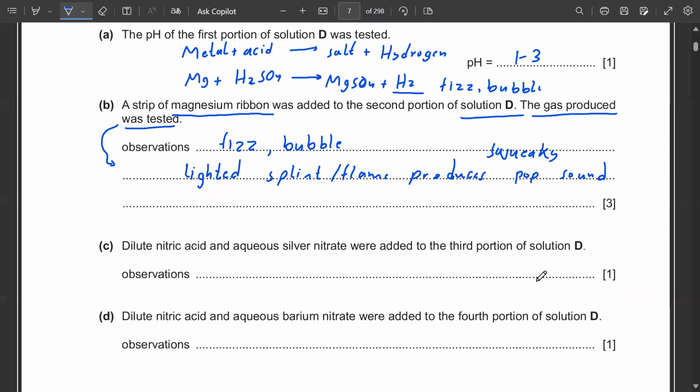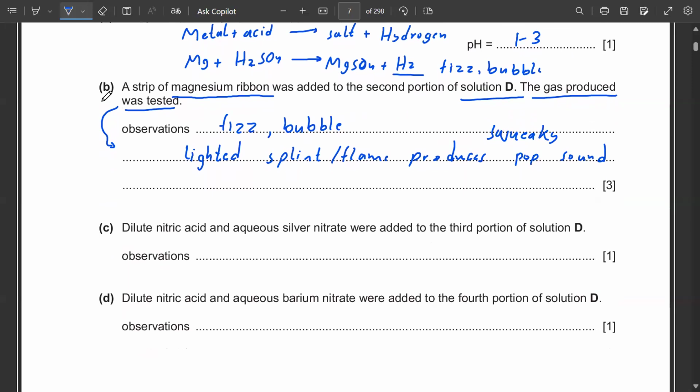Now, next question C, dilute nitric acid and aqueous silver nitrate were added to the third portion of solution D. Give the observations. So observations of nitric acid, aqueous silver nitrate, and sulfuric acid. So I will write HNO3, which is nitric acid. Aqueous silver nitrate is AgNO3 in the aqueous form, and solution D is sulfuric acid.